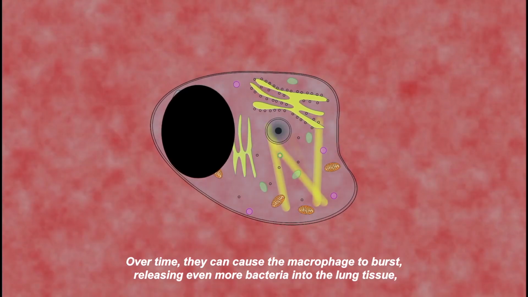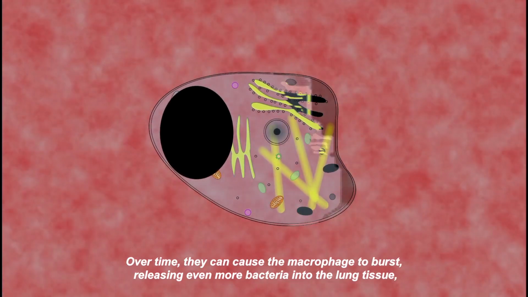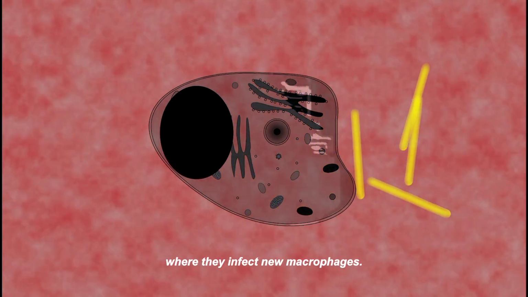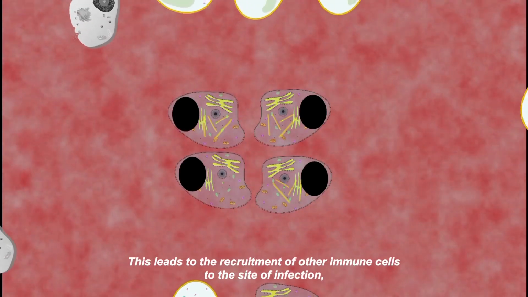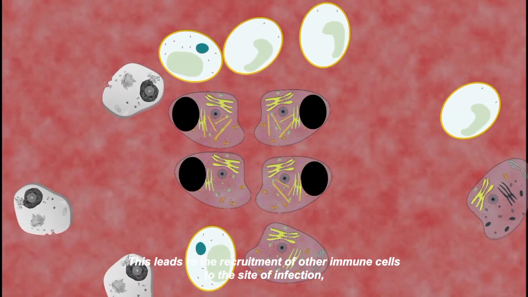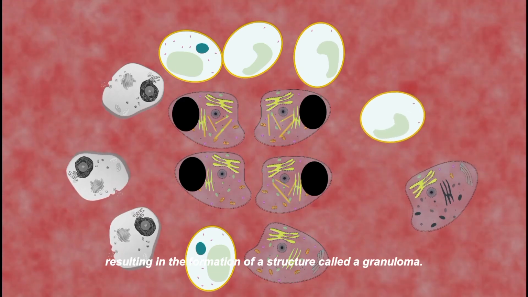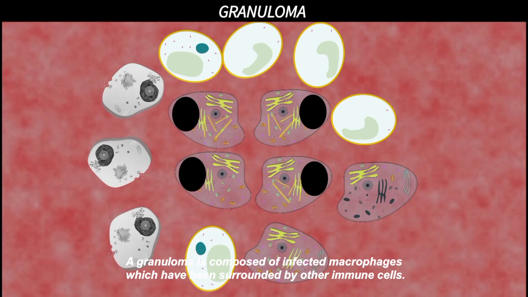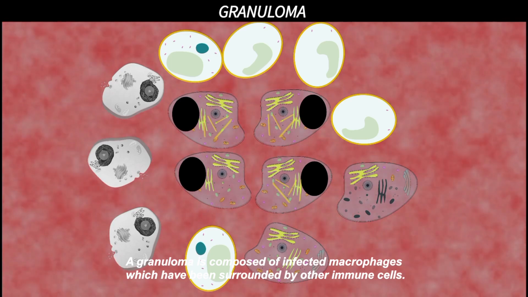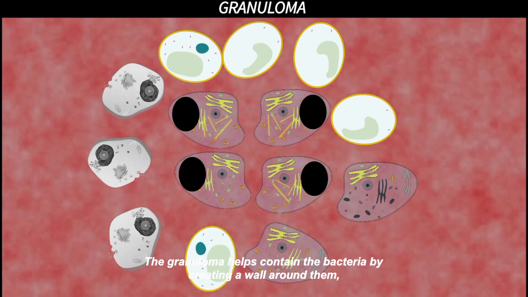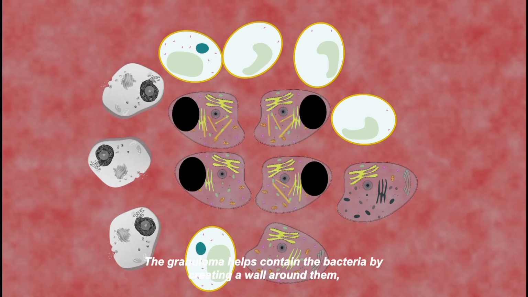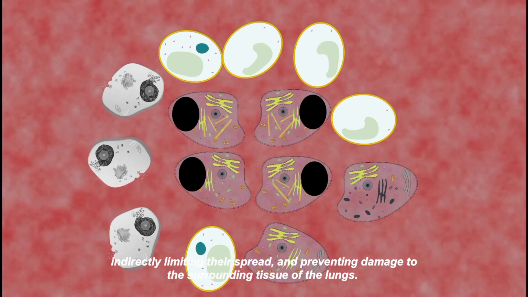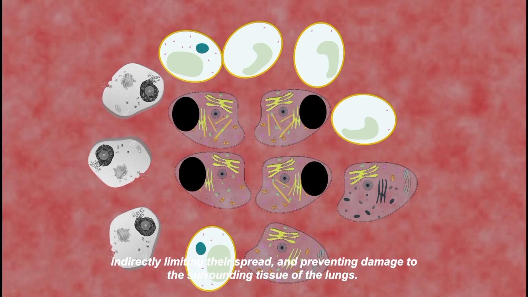Over time, they can cause the macrophages to burst, releasing even more bacteria into the lung tissue, where they infect new macrophages. This leads to the recruitment of other immune cells to the site of infection, resulting in the formation of a structure called a granuloma. A granuloma is composed of infected macrophages, which have been surrounded by other immune cells. The granuloma helps contain the bacteria by creating a wall around them, indirectly limiting their spread and preventing damage to the surrounding tissue of the lungs.